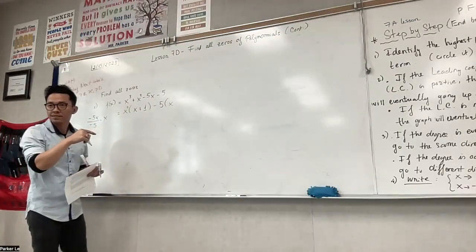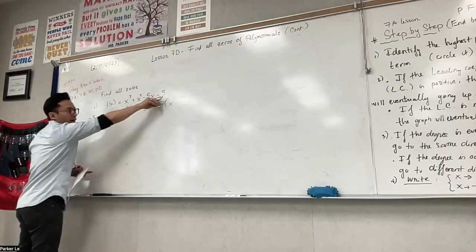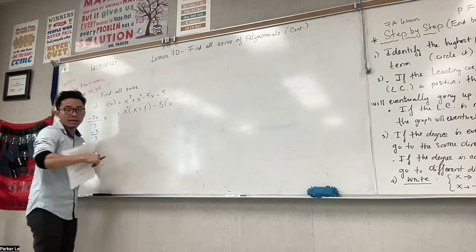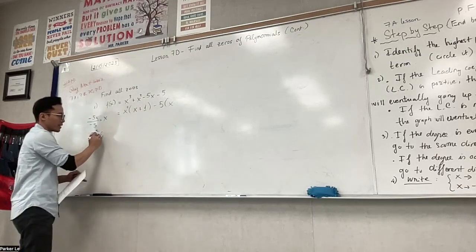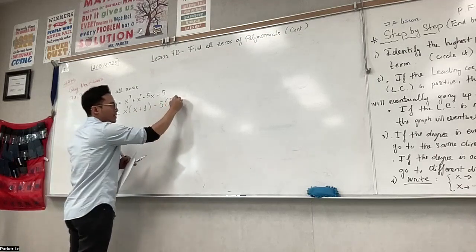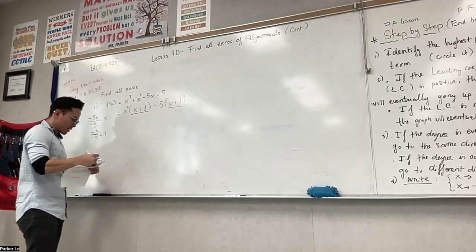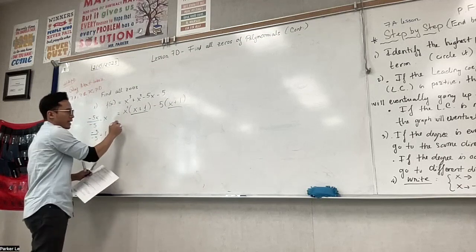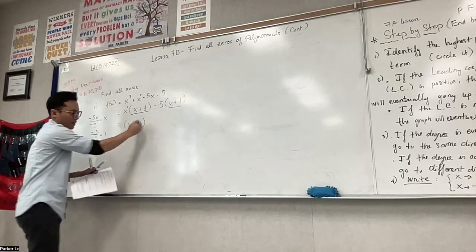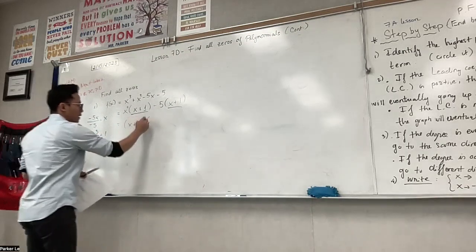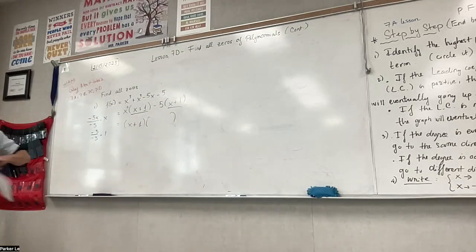What next? I have negative 5. I took out negative 5, so I have left positive 1. Yes, so plus 1. And now these two have a common factor. So I'm going to take it out, right? So x plus 1 out. What do I have left inside for this?